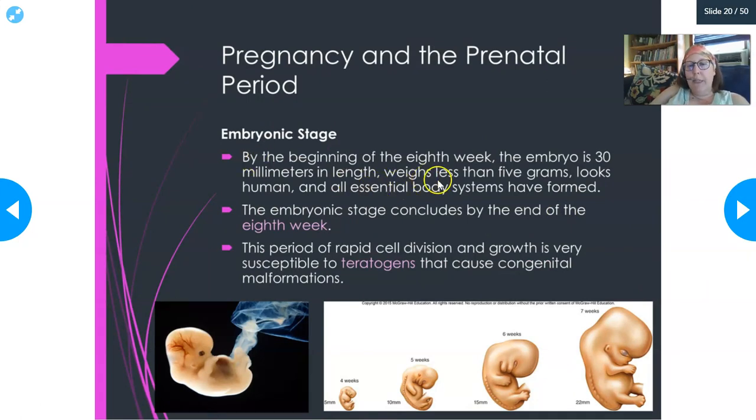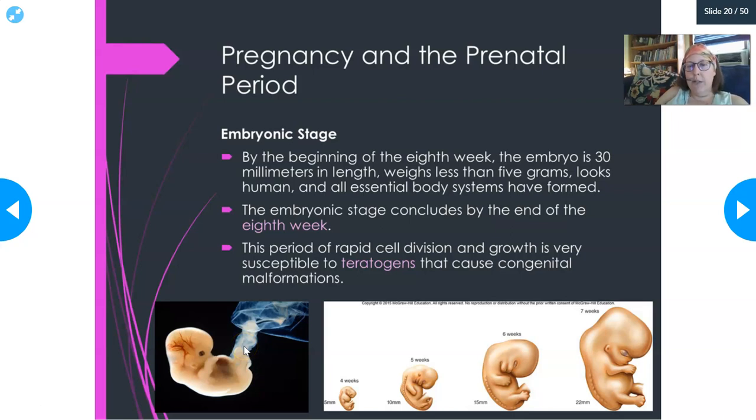Okay, so by the beginning of the eighth week, the embryo is 30 millimeters in length, so that's a little over an inch, right? It's way less than 5 grams, which is not much at all, and it looks human, and it has all the essential body systems that have all formed. So this is from the beginning of the embryonic stage to the end of the embryonic stage. This is what it looks like by that eighth week at the end of the embryonic stage.